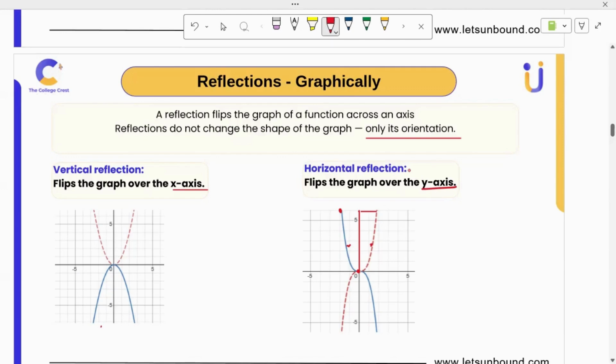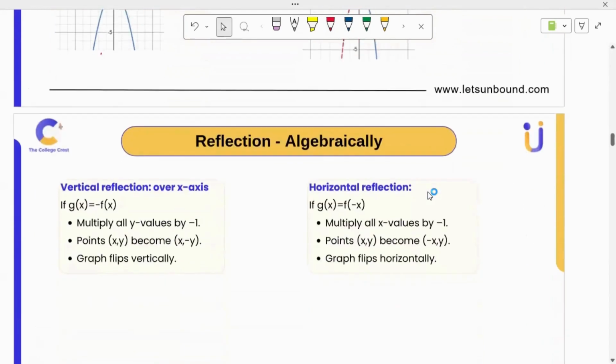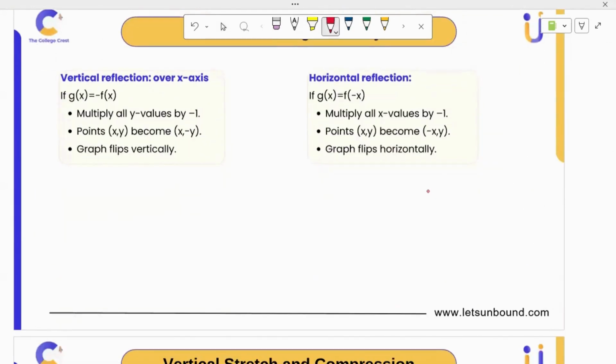The x-axis reflection is a vertical reflection. The graph flipped vertically, while here the graph flipped horizontally. Now, algebraically, if you multiply negative one before your f of x, throughout your f of x, that is the x-axis reflection. If you multiply negative for every x value, that is different, not for the whole function.